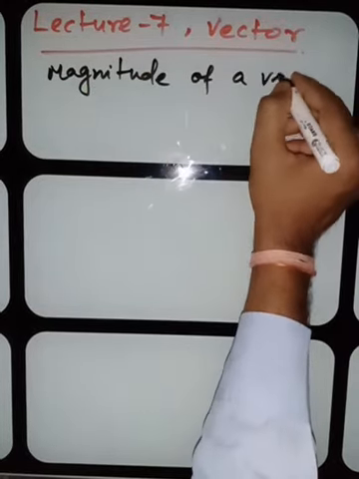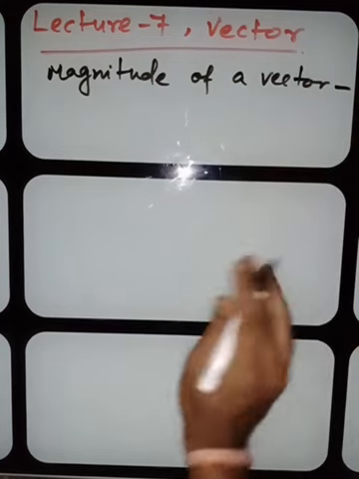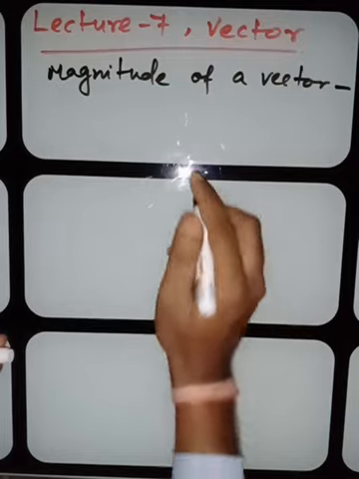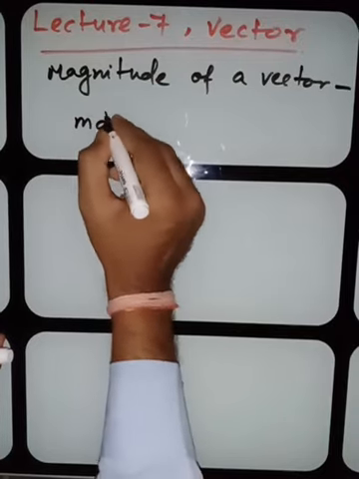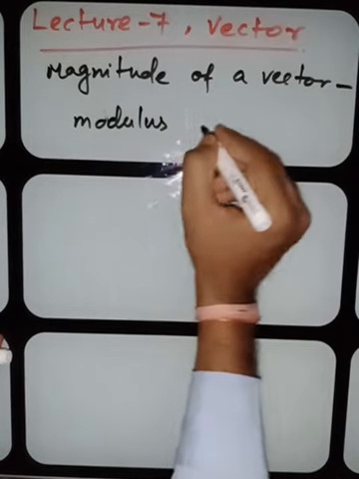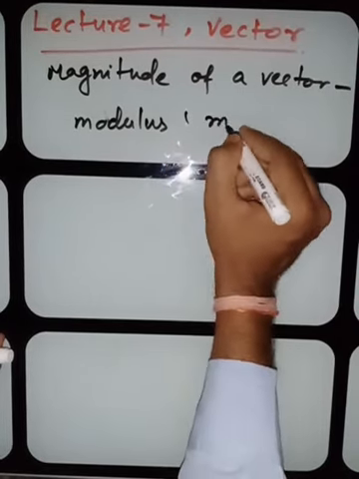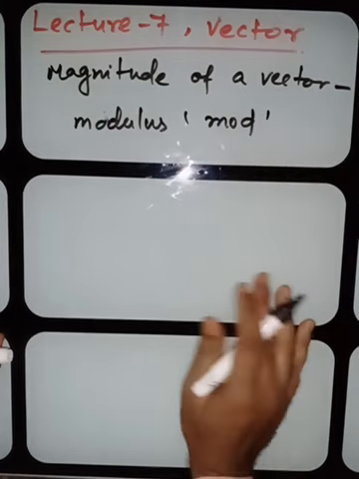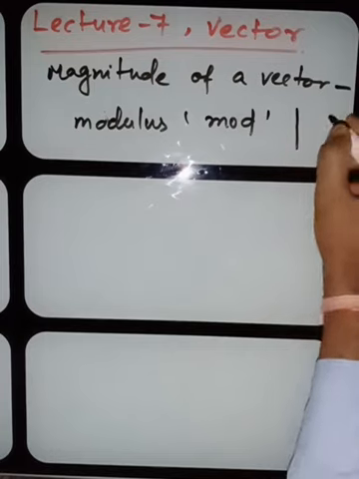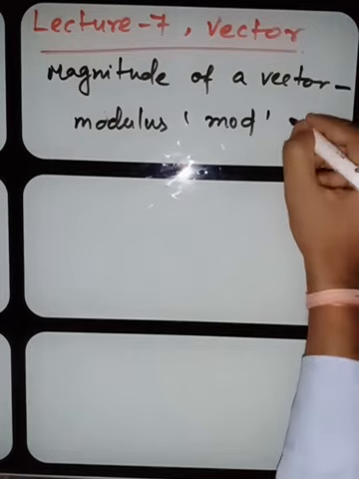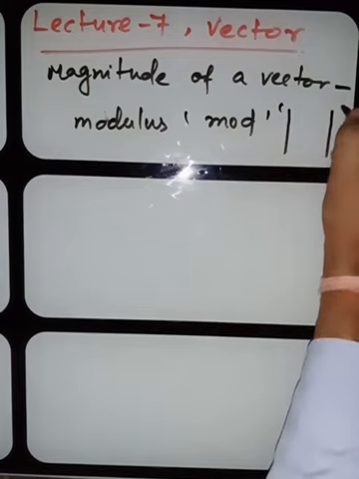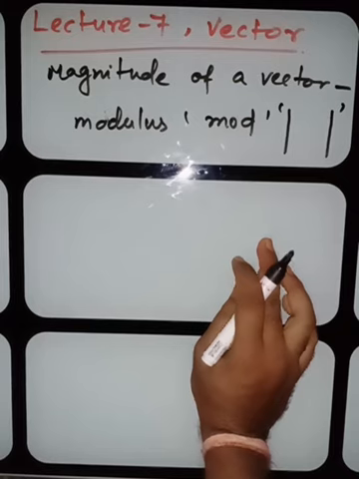of a vector. Students, we will use an operator to represent the magnitude, and it is called the modulus. In short, we will call it mod. Your teacher will tell you about the mod, and the operator looks like this: the two vertical bars. This is the operator called modulus.